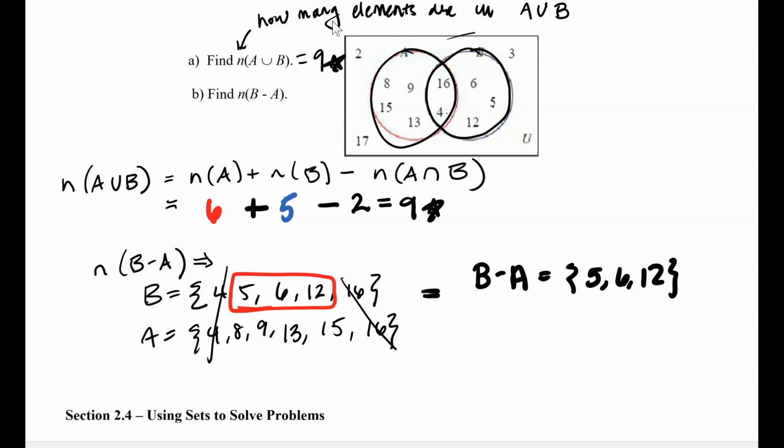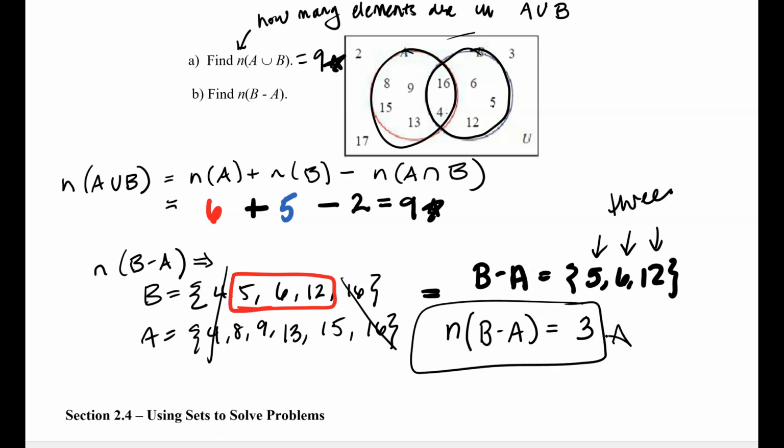Okay, I'm not asked for those elements though. I want to find the number, the cardinality of that set. So that means the number of elements. So I've got 1, 2, 3 elements. So the answer is going to be 3. The number of elements in B minus A is 3. So that's my answer. So we got 3 for that one.